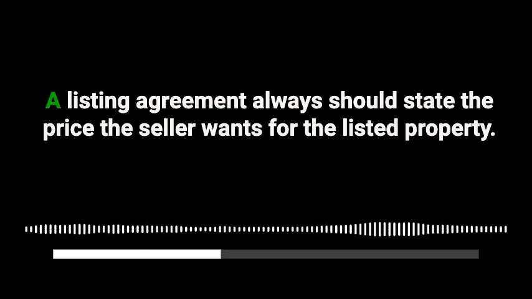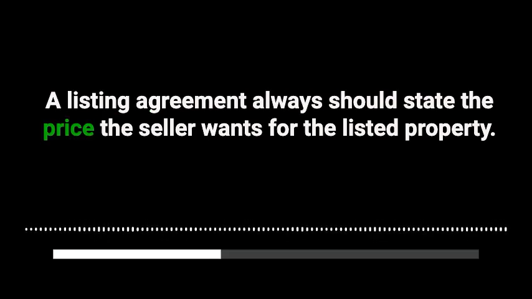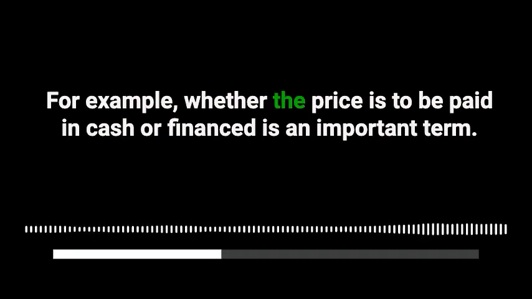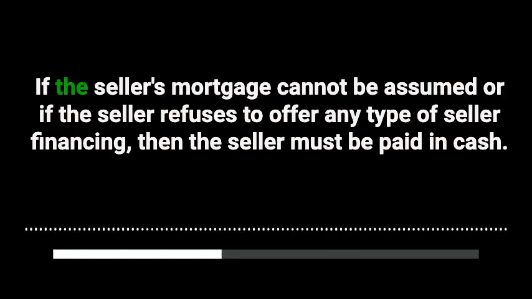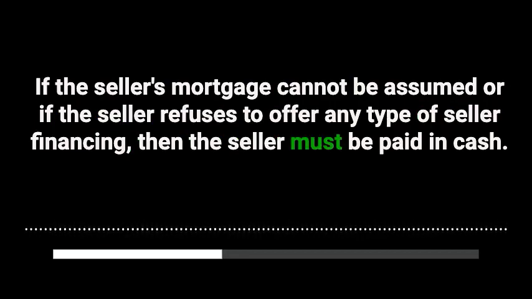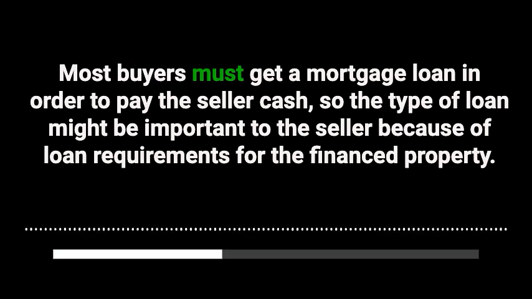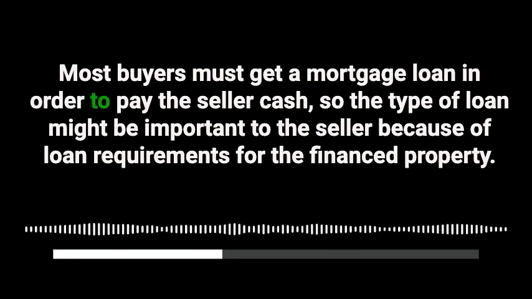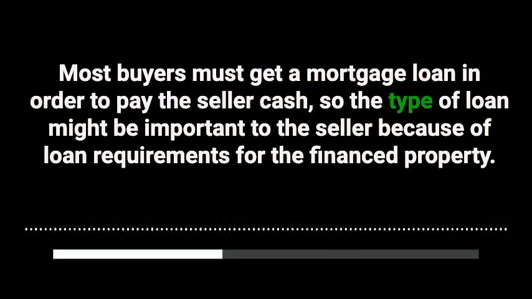Listing price. A listing agreement always should state the price the seller wants for the listed property. The other terms of the sale also should be included. For example, whether the price is to be paid in cash or financed is an important term. If the seller's mortgage cannot be assumed or if the seller refuses to offer any type of seller financing, then the seller must be paid in cash. Most buyers must get a mortgage loan in order to pay the seller cash, so the type of loan might be important to the seller because of loan requirements for the financed property.